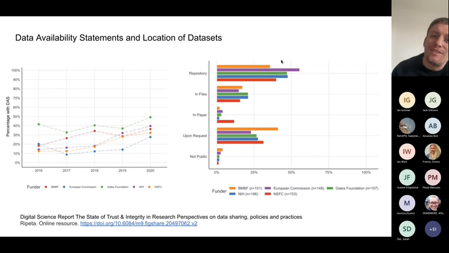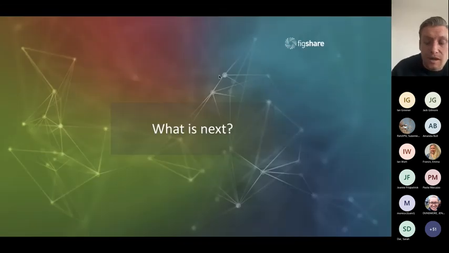When you look at those data availability statements and see where the data is actually published, it's interesting that the majority of them are saying they're in a repository. So this is happening, but good practices are evolving, and we can see it growing over time.